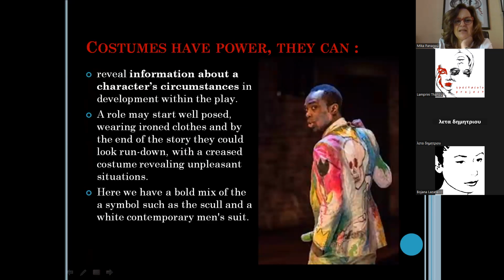We saw this at the beginning, as you remember. Totally different approach. Okay? So totally different approach. They had a total suit that was a white contemporary men's suit. And the only information we might get was a skull on his back. Okay, we understand very easily what it is. The whole play was like graffiti and skulls everywhere.